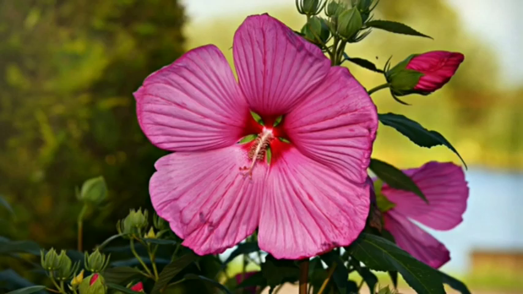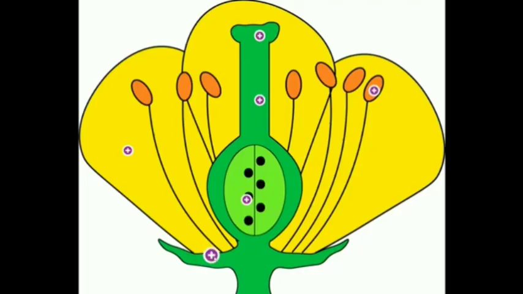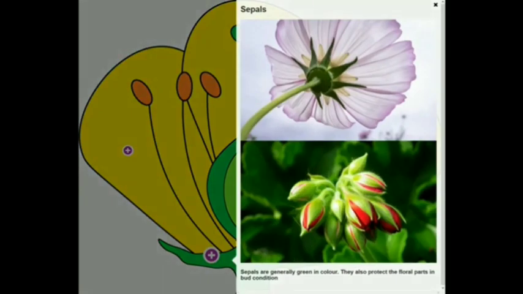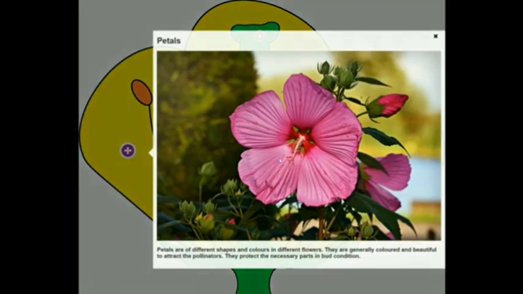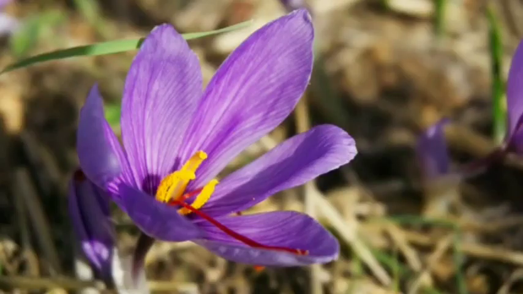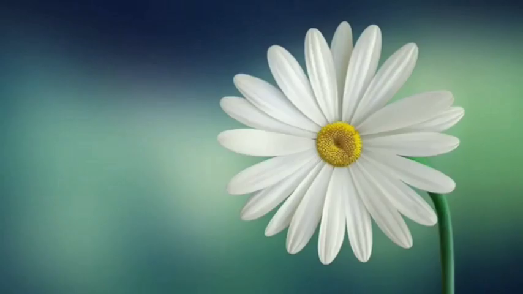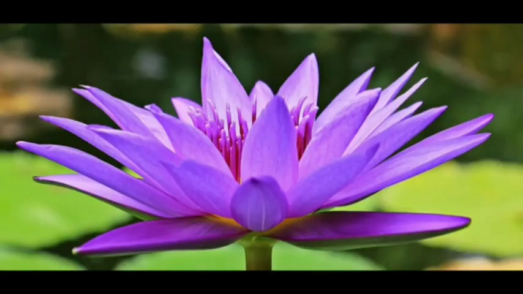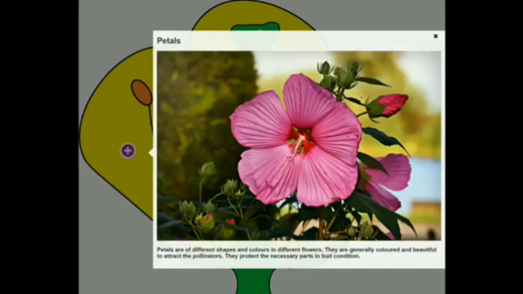of reproduction. Sepals and petals protect the innermost reproductive parts in the bud condition, whereas petals are variously shaped and colored to attract pollinators. Petals of different plants have different fragrances also. That also helps to attract pollinators, which in turn help in the process of reproduction.